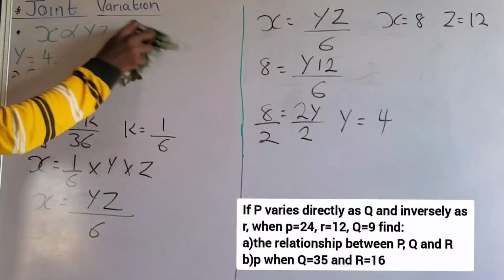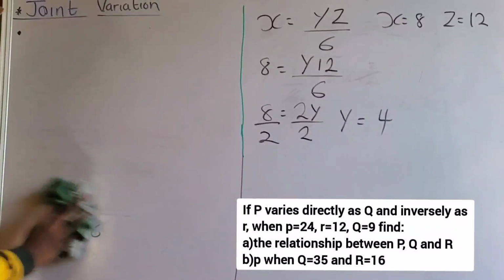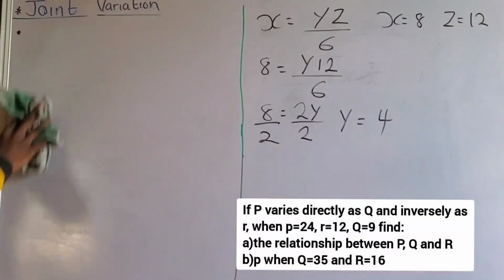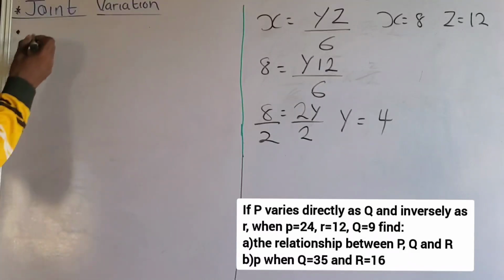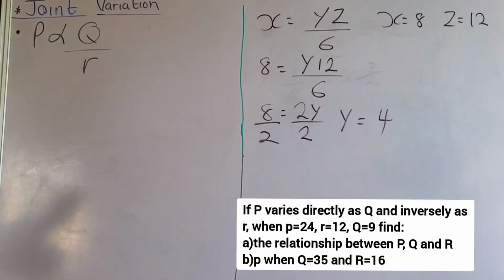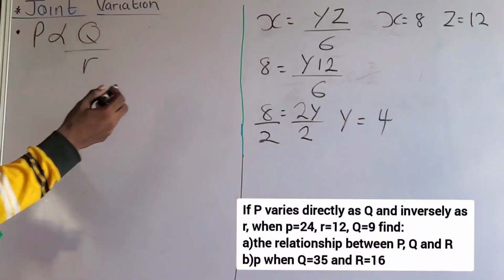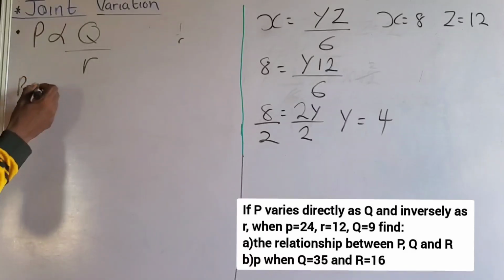Now, to solve that question, it is a bit similar to what we just did. It's just that we have an inverse. So p varies directly as q and inversely as r. This is the mathematical expression for that statement. Inversely simply means the reciprocal of that letter. For example, the inverse of r is what? 1 over r. So now we have p varies directly as q and inversely as r. When p equals 24.